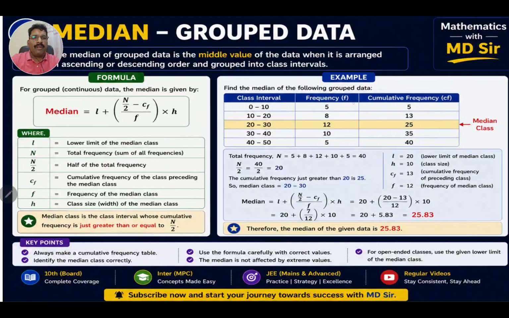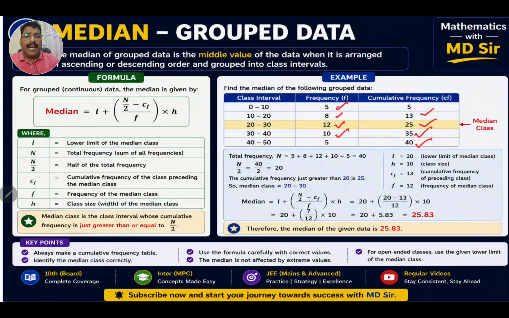Find the median of the following grouped data. Intervals are given: 0 to 10, 10 to 20, 20 to 30, 30 to 40, 40 to 50. Frequencies are also given here: 5, 8, 12, 10 and 5. What do you have to do in this question? We have to find cumulative frequency. How to find it? By adding the frequencies successively. The first frequency is 5. Add 5 and 8, that gives 13. 13 plus 12 gives 25. 25 plus 10 is 35. 35 plus 5 is 40.